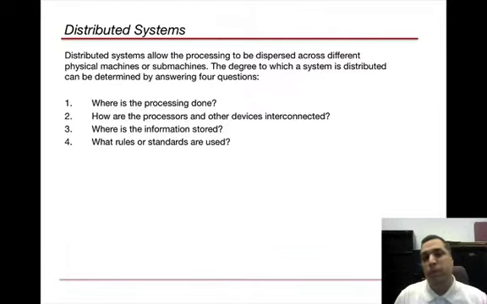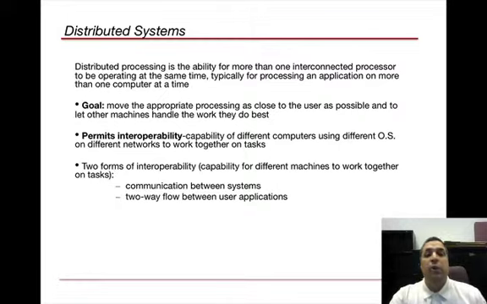And then what rules or standards do we need to implement this effectively? The goal is really to move appropriate processing as close to the user as possible and let other machines handle the work that they do best. If you think of how you're supposed to implement machines, what you want to do is understand the workflow process. And it's very similar to saying we want to do the jobs where it's appropriate.